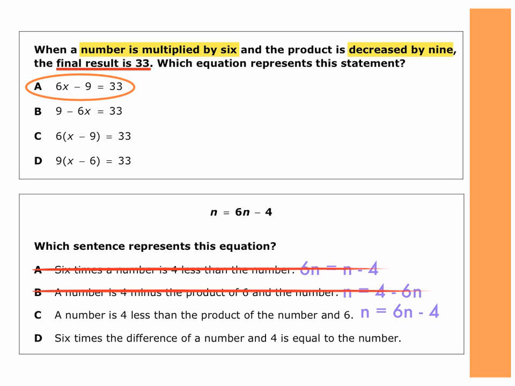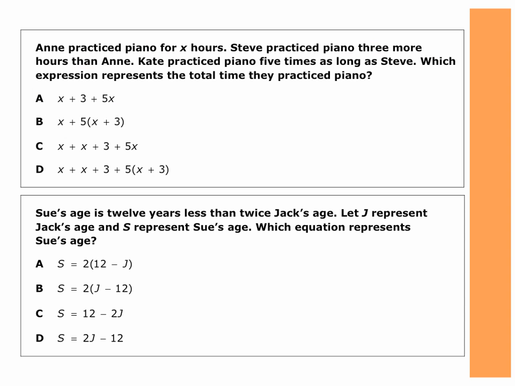That is what I'm looking for, but if I'm not quite sure I wrote that correctly, I need to go ahead and check D. D says 6 times the difference of a number and 4 is equal to the number. Anytime it says 6 times the difference, that means I'm going to be multiplying the subtraction problem by 6, which means I have to have parentheses around it. So this would be 6 parenthesis n minus 4, because the difference is n minus 4, the whole thing, and then is equal to n. So D is not my correct answer. My correct answer is C.